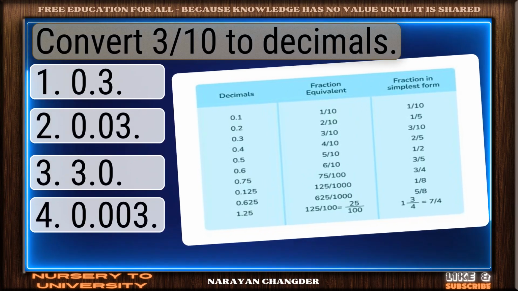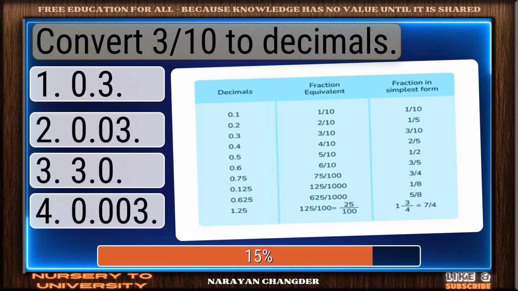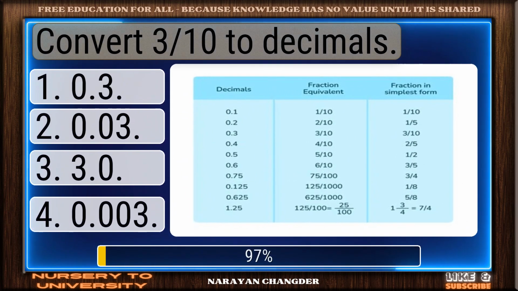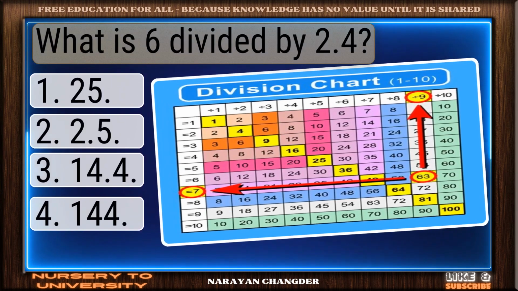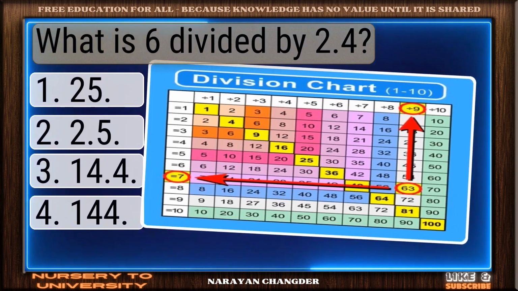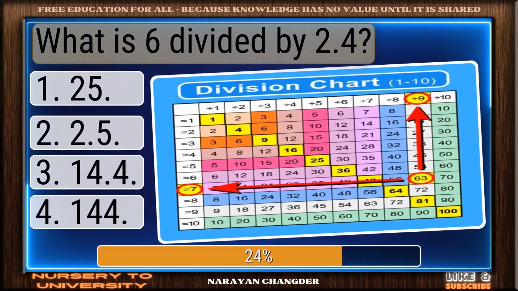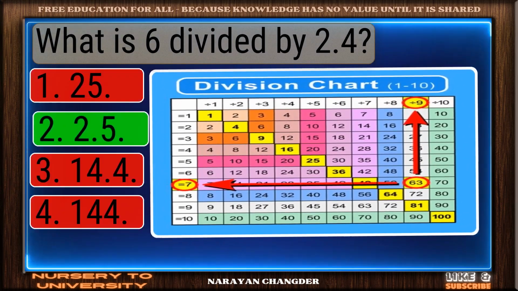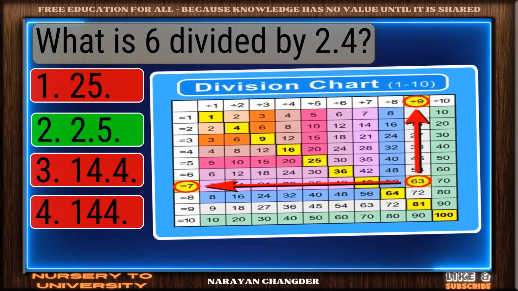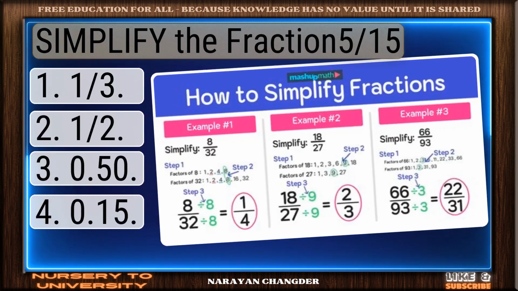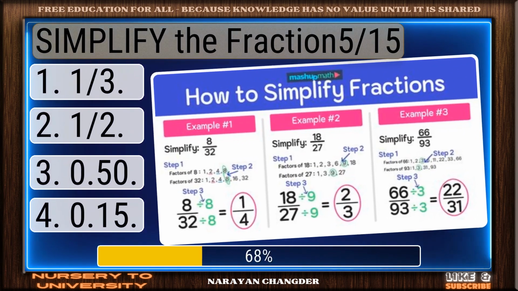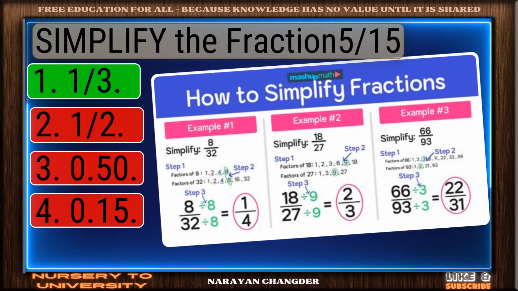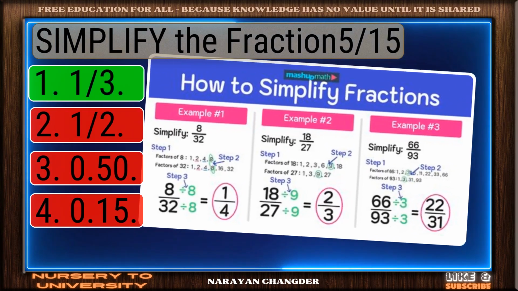Question number 82. Convert 310 to decimals. Right again. 0.3 is a valid answer. Question number 83. What is 6 divided by 2.4? Perfect. 2.5 is the correct choice. Question number 84. Simplify the fraction 15. You're right. 1/3 is the correct answer.